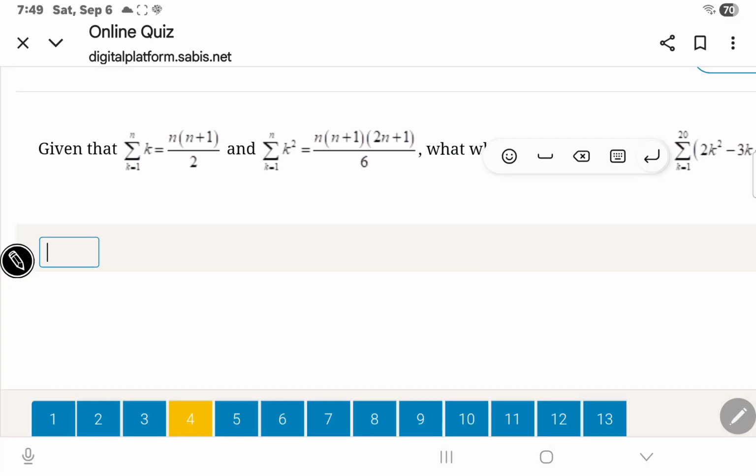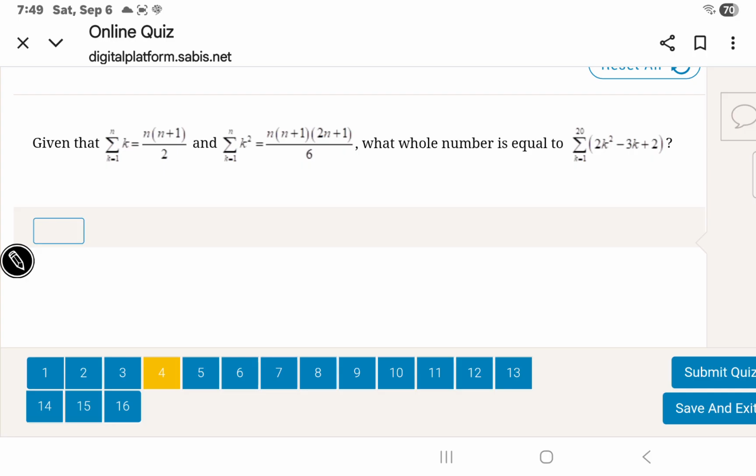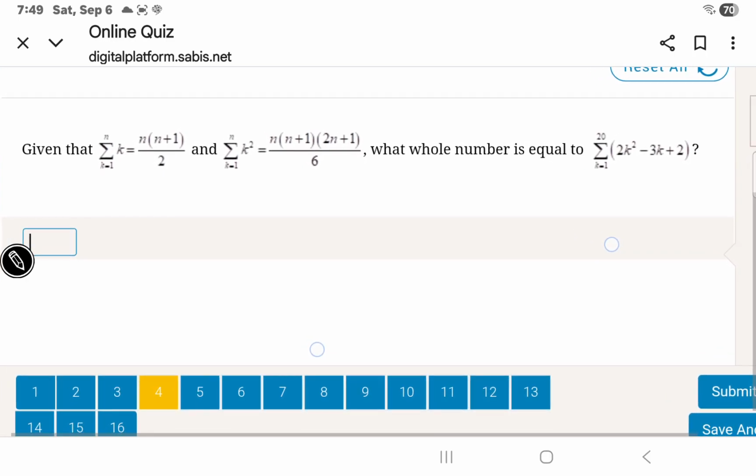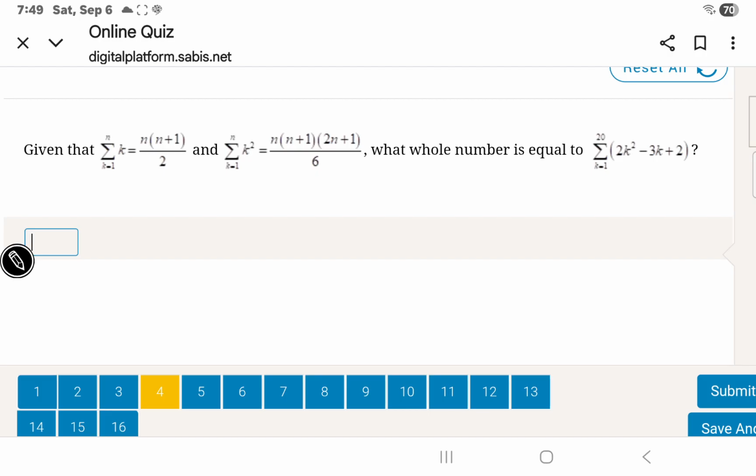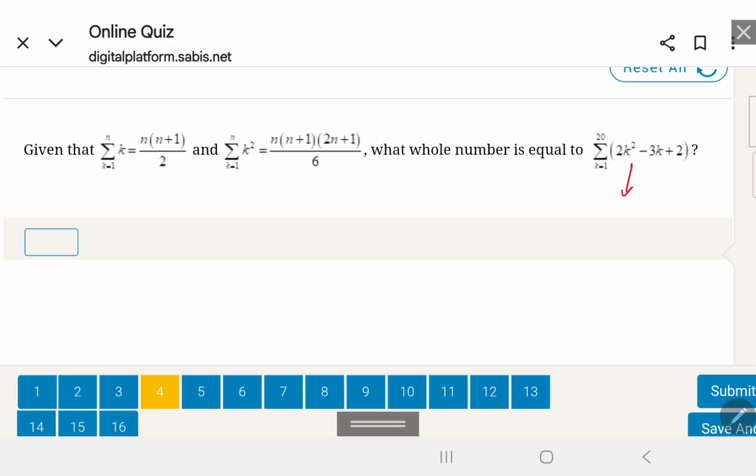Question number 4. Okay, here in this question, we have to calculate as a whole number. Sigma from 1 to 20, this amount. So let's start with this amount here. We can write it this way. Sigma 2k squared minus sigma 3k plus 2 times 20. This is the way you expand sigma.